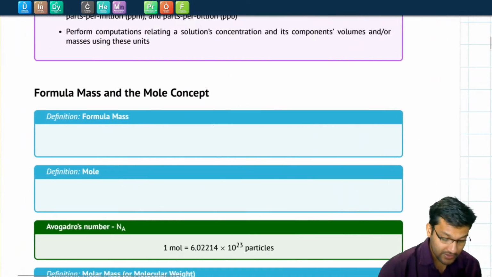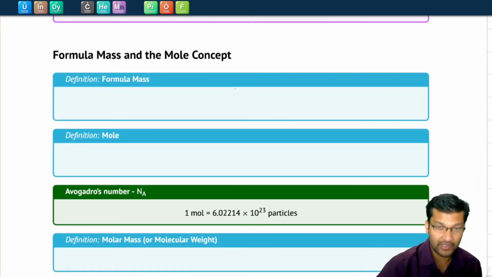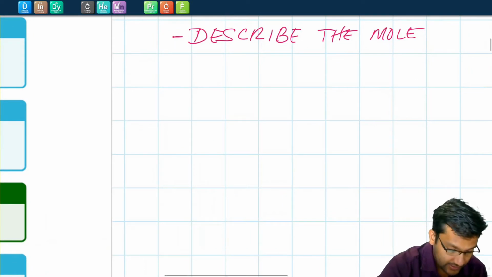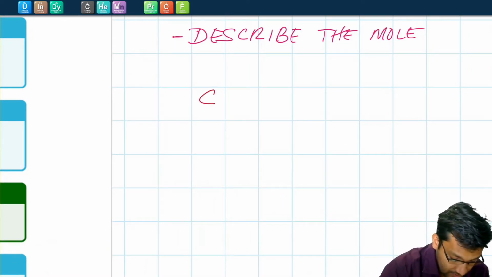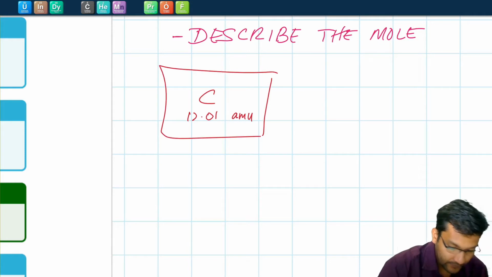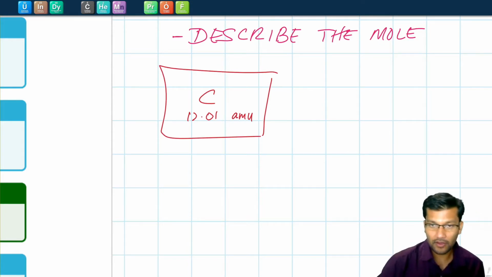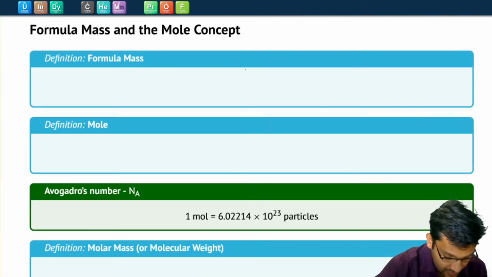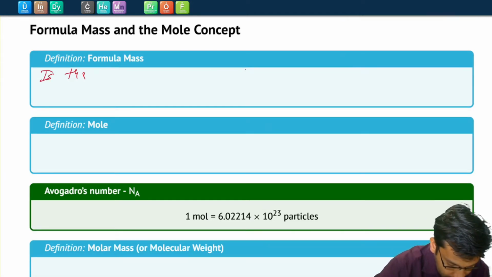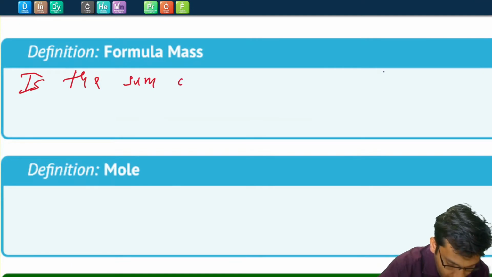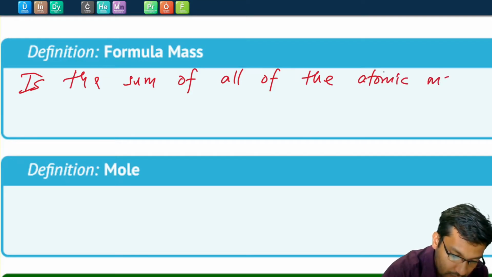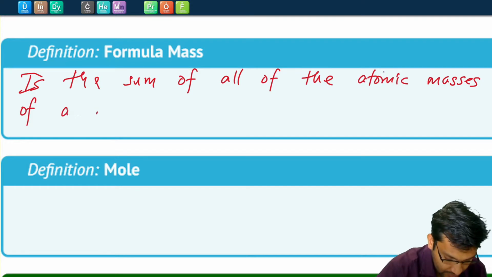Let's get started. As always, you can follow along with our chapter worksheets, and this will be the beginning of chapter 3. So far we've looked at atomic masses, where for example, carbon, we know, has an atomic mass of about 12.01 atomic mass units, right? The formula mass is simply the sum of all of the atomic masses of all the atoms in a compound. So let's write that. The formula mass is the sum of all of the atomic masses of a compound.